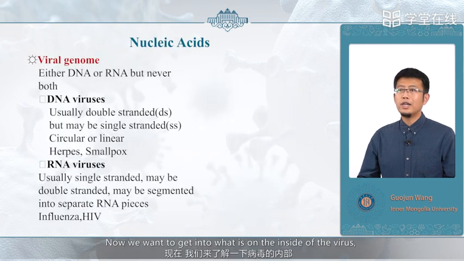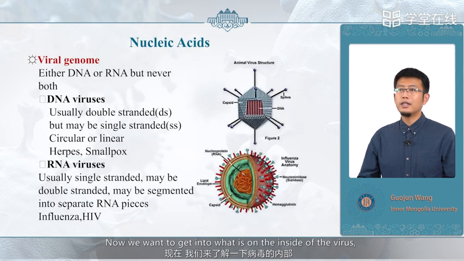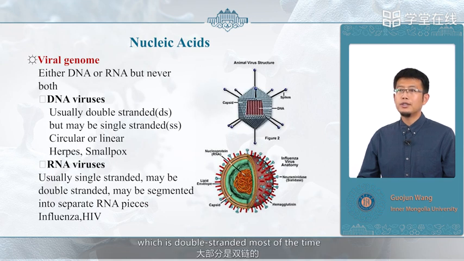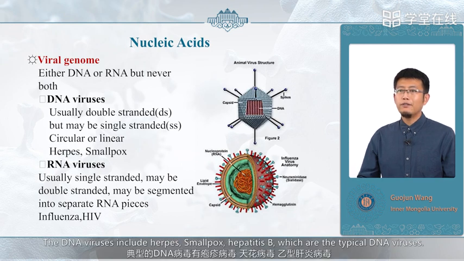Now we want to get into what is on the inside of the virus. They have one of two types of nucleic acid, either DNA or RNA. The DNA is double-stranded most of the time, and typically either circular or linear, depending on the size and different types of structures. The DNA viruses include herpes, smallpox, and hepatitis B, which are the typical DNA viruses.